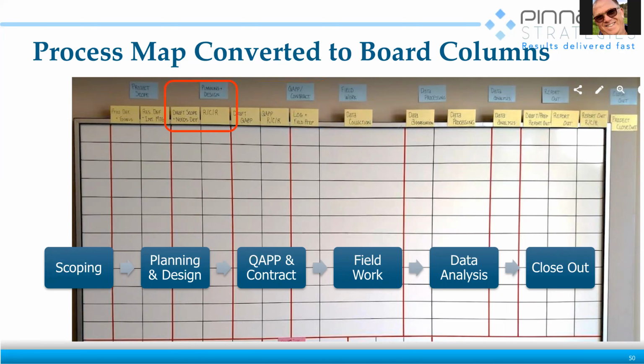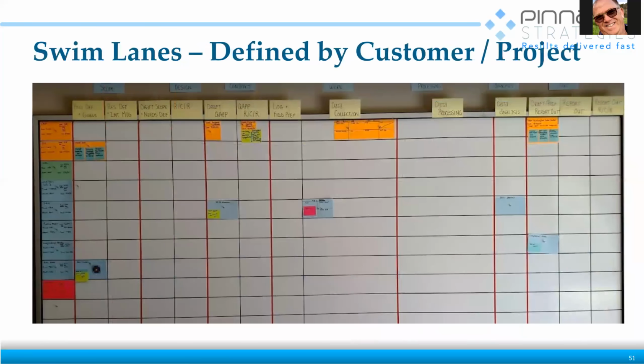So you can see planning and design, draft, scope, and RCR, which I do not remember what RCR. And then there's project scope, and you can see that they've got 2 different things right there. Now, what they did in this organization was they organized it by project manager and then by project.